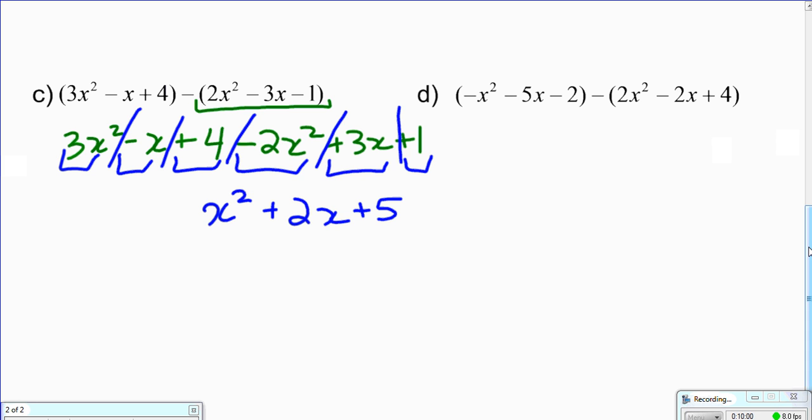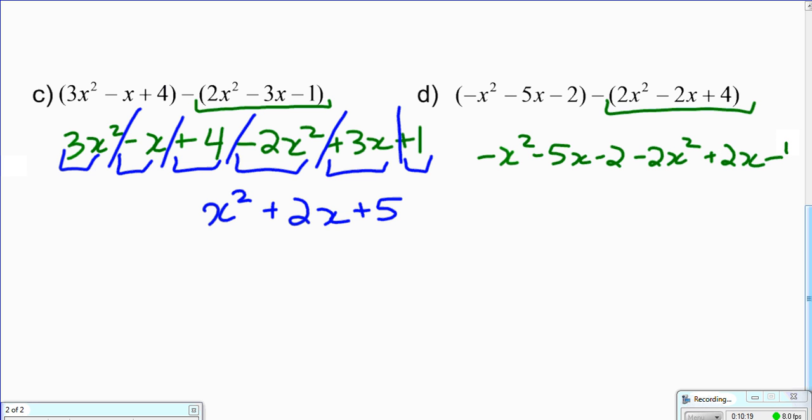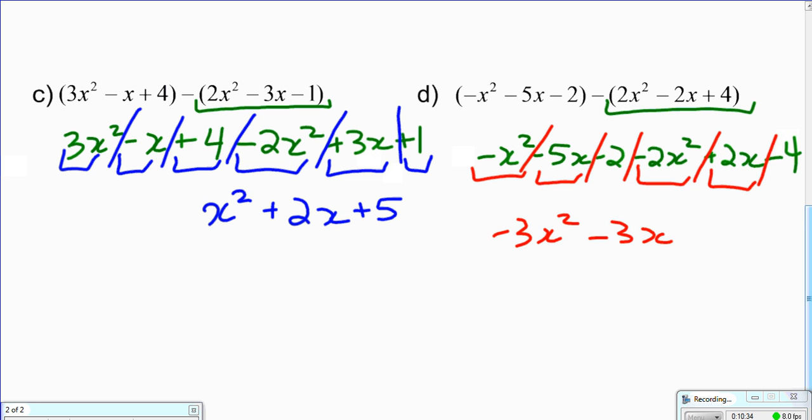I'm looking at the last one. We have two trinomials. The second trinomial is being subtracted from the first. So we're going to flip the signs, or we're going to add the opposite. So positive 2x squared becomes negative 2x squared, negative 2x becomes positive 2x, and positive 4 becomes negative 4. Separate the terms. Negative 3x squared, negative 3x, negative 6.